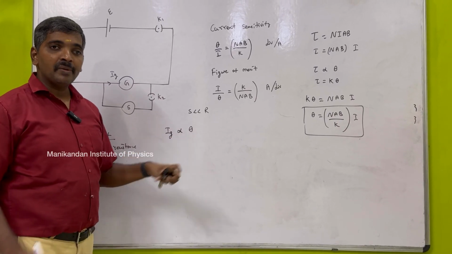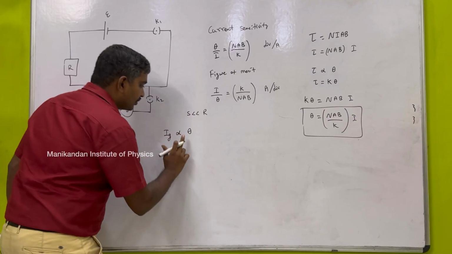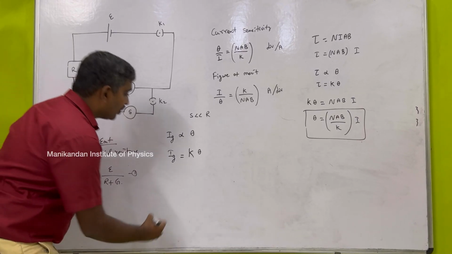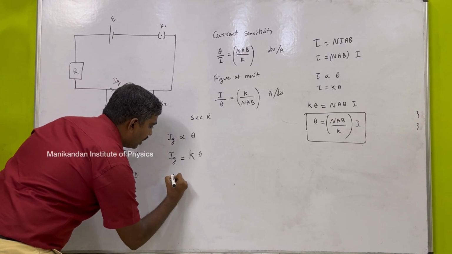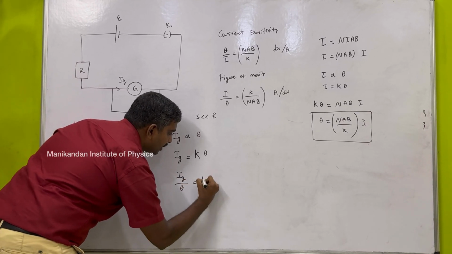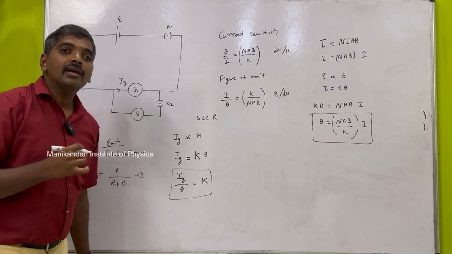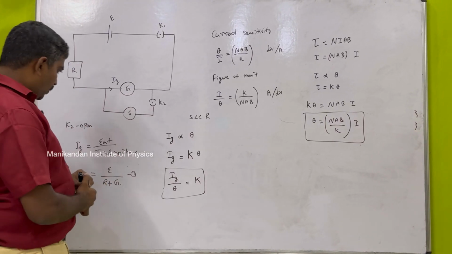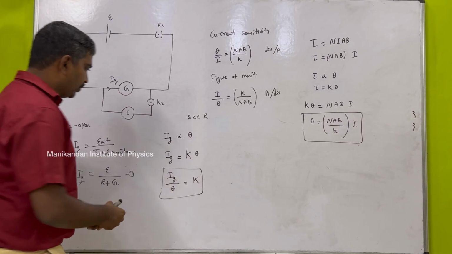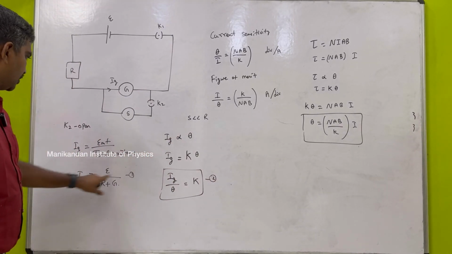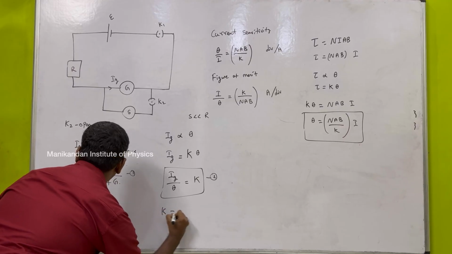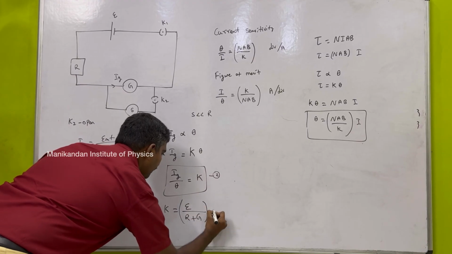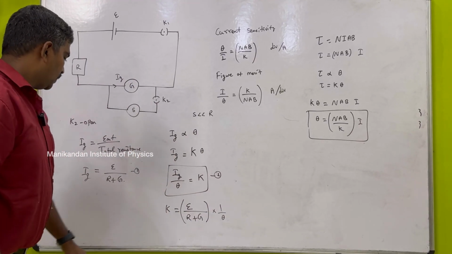I replace this proportionality symbol by a constant. Here I am going to use capital K. So Ig equals some capital K times theta, and then I can simply write Ig by theta equals K. This K, current per unit deflection, is called the figure of merit. I can substitute equation 1 in equation 2. So if I substitute this value here, I can write K equals E by R plus G into 1 by theta.